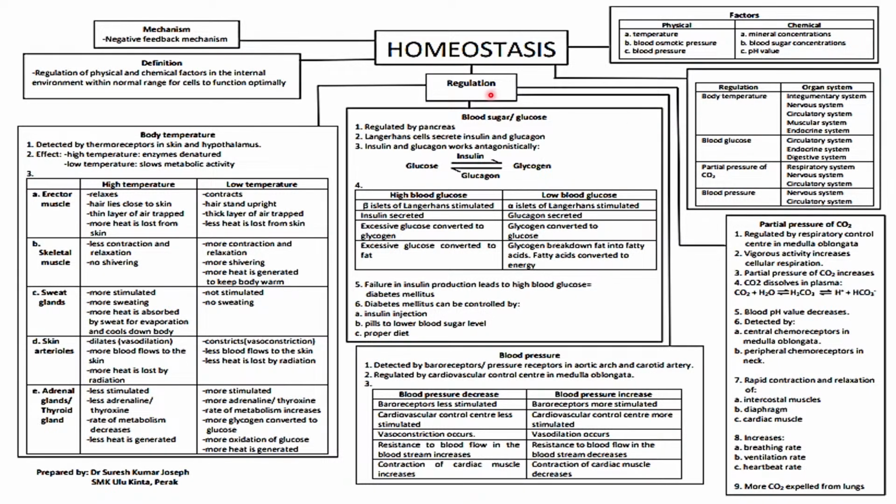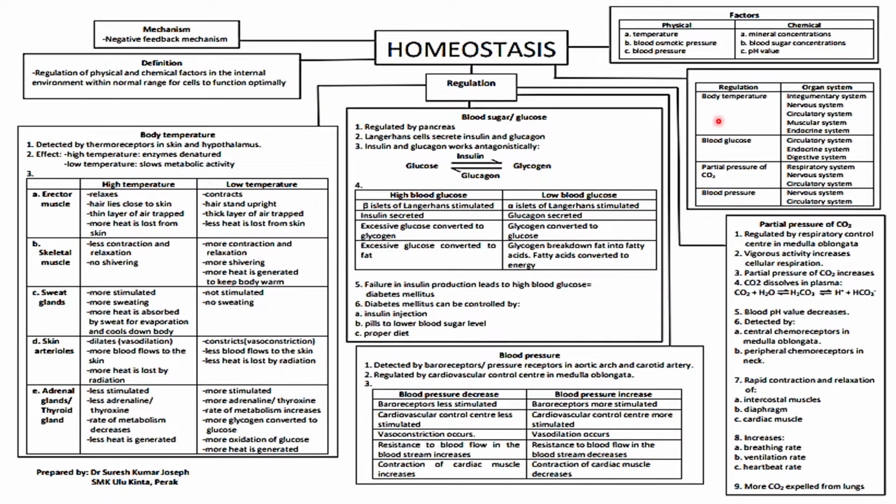Okay, basically there are four types of regulation here that you have to know. We have blood temperature regulation, blood glucose regulation, partial pressure of carbon dioxide regulation, and blood pressure regulation. So these four types of regulation are assisted by different systems.